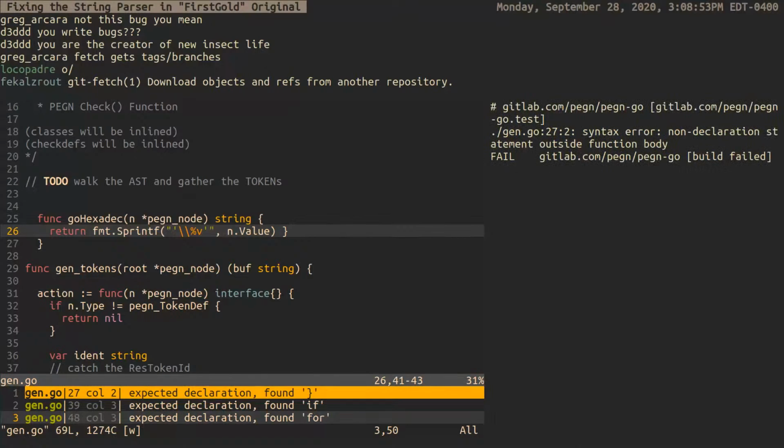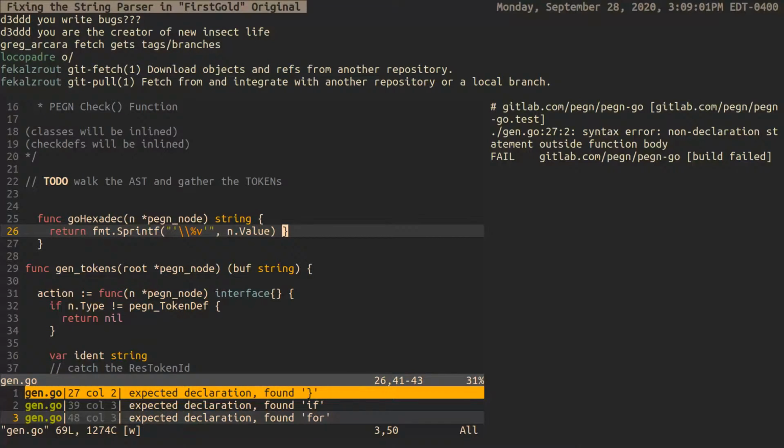Objects and references from another repo. Yeah, but okay, so that's all right. I guess if I had done git fetch from the top level, fetch and integrate with another repo. I think the reason git pull worked is because I was in the spec directory. I think. I have no proof of that yet. Yeah, and I was afraid of git pull because I thought git pull would have.